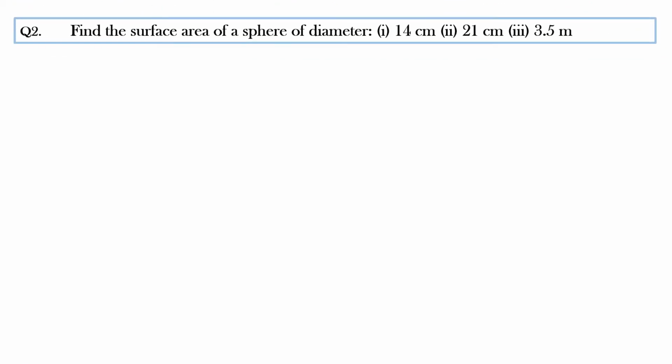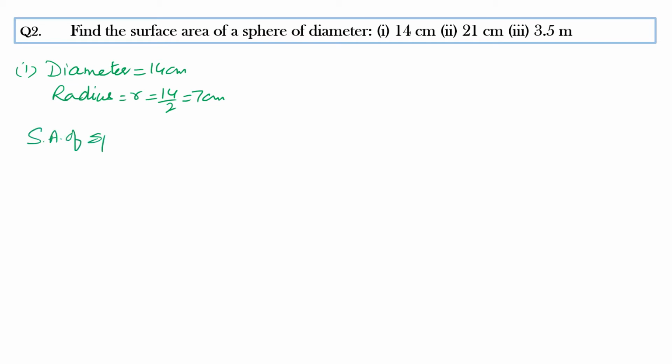Now question number 2. Find the surface area of sphere of diameter. Now in question number 1 the radius was given, and in question number 2 the diameters are given. So first of all we'll change diameters into radius. In first part, diameter is 14 centimeter. So therefore radius will be half of the diameter. So half of the 14, that is 7 centimeter. So let's find out surface area.